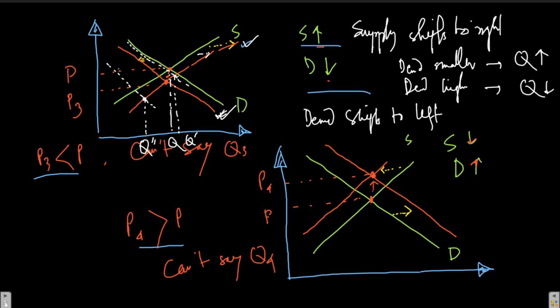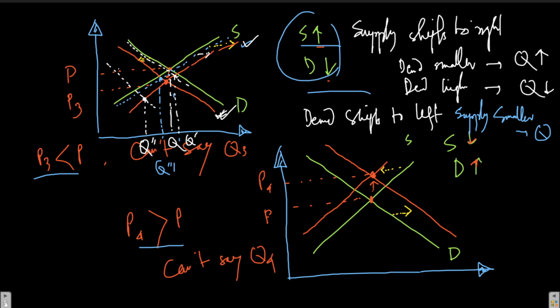Like previously, I have a supply line which is shifted to right, but by a very, very small quantity. So my intersecting point is going to be this. The previous quantity was here, but the new quantity is going to be less than that, let's say Q triple prime. So the new quantity is less than the equilibrium quantity. So if demand shifts left and supply shifts smaller, but right, directions are already defined here, so supply shifts to right, then the quantity is going to go down.